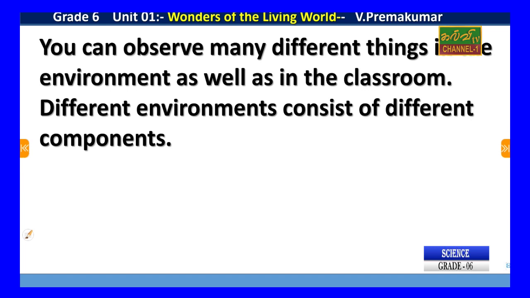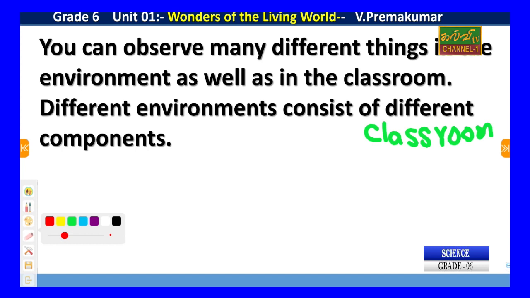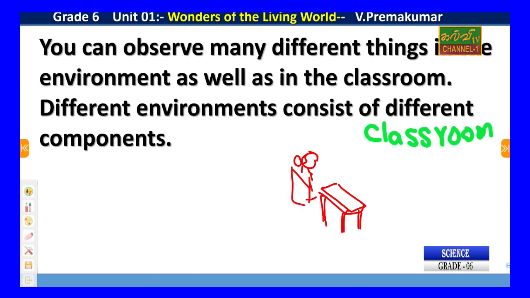You can observe different things in the environment as well as in the classroom. Different environments consist of different components. For example, if I would like to draw a classroom, see what things are there. There is a teacher's table. My teacher is here, sitting on the chair. The teacher's table is the biggest table, and she can use this table.